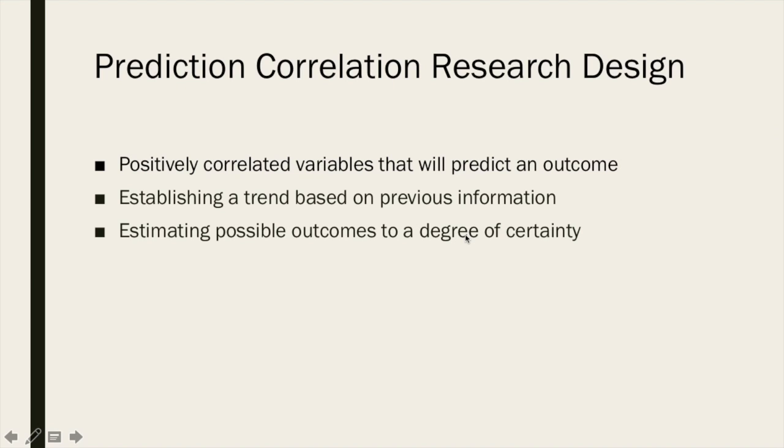Predictive correlation research design uses positively correlated variables that will predict an outcome, establishing a trend based on previous information and establishing possible outcomes to a degree of certainty.